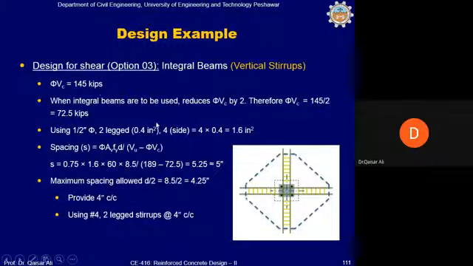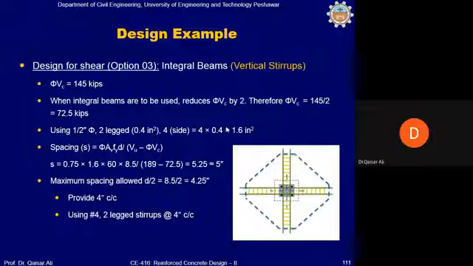phi Vc, we know that phi Vc is 145 kip. Okay. When integral beams are to be used, we will reduce phi Vc by 2. Therefore, phi Vc is equal to 72.5 kip. If we use a half-inch round bar with two legs, 0.4 square inch, there are 4 sides, so the area of steel will become 1.6 square inch. As I said earlier, for a number 3 bar, the area will multiply by 8 because there are total 8 legs along both the directions and on both sides of the column.